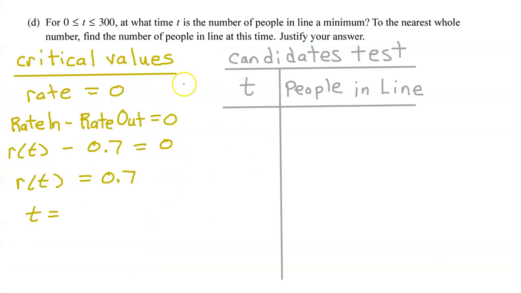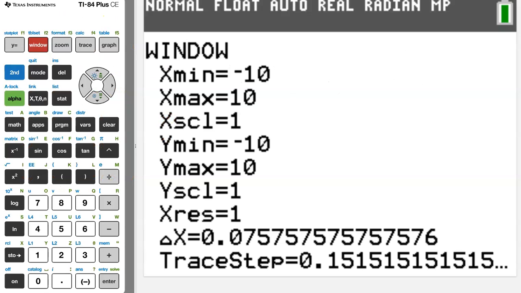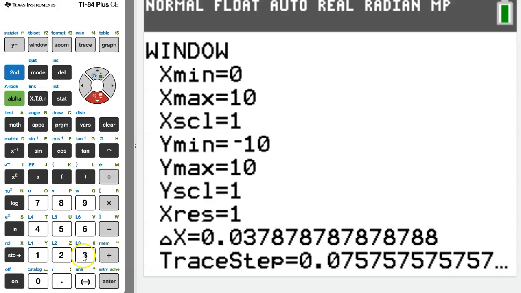What kind of adjustments do we need to make? Let's start with the given interval. We are looking at only values of t between 0 and 300. That's your xmin and your xmax. So let's make that adjustment. The xmin must be 0 and the xmax will be 300.